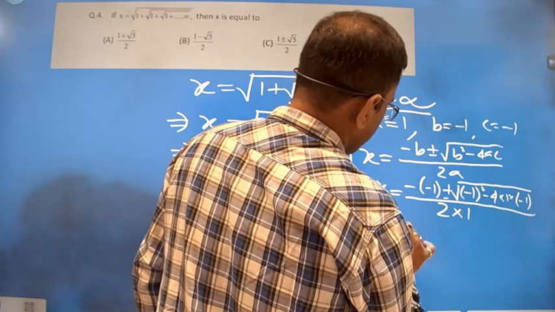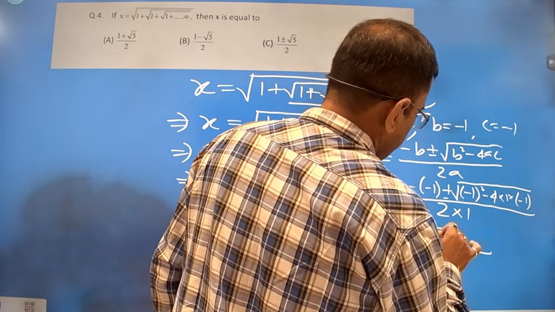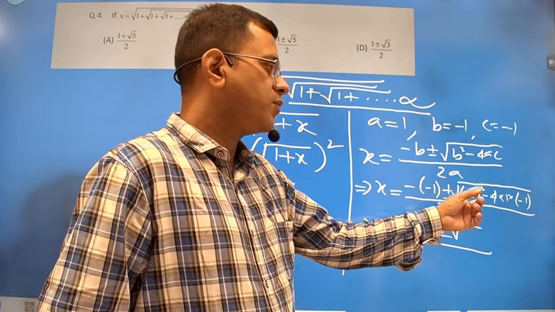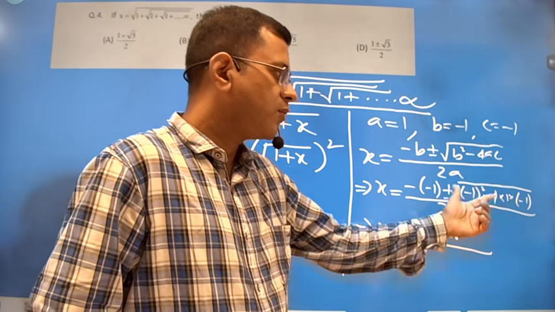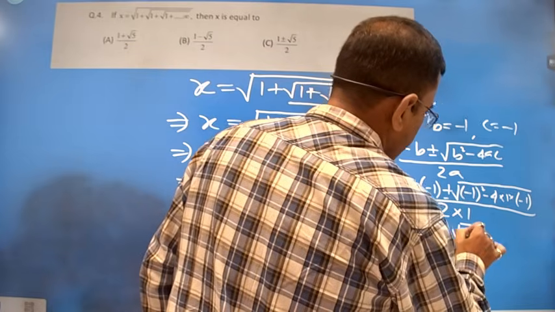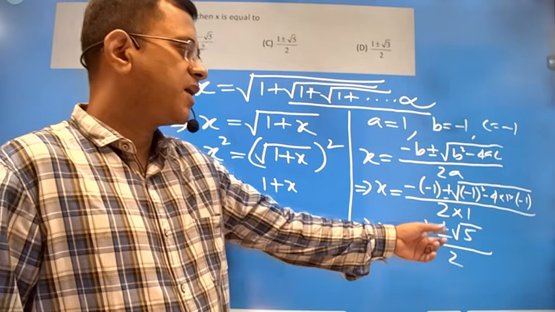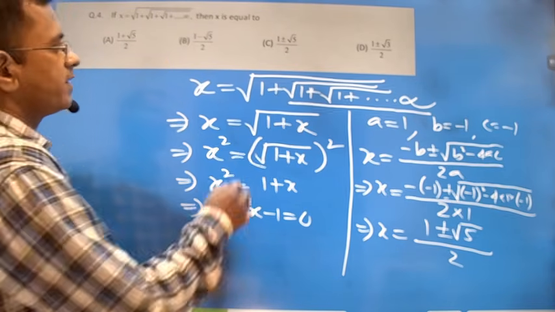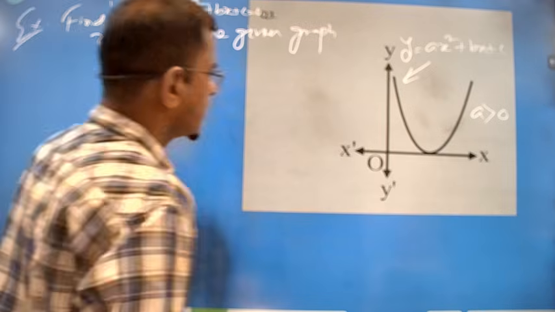Here x equal to minus 1 into minus 1 is plus 1, then plus minus root over, minus 1 square equal to 1, then minus 4 into minus 1 equal to plus 4, and 1 plus 4 equal to 5, root 5 divided by 2. So x equal to 1 plus minus root 5 divided by 2. So which option is correct? The option C. Let us move to the next question.